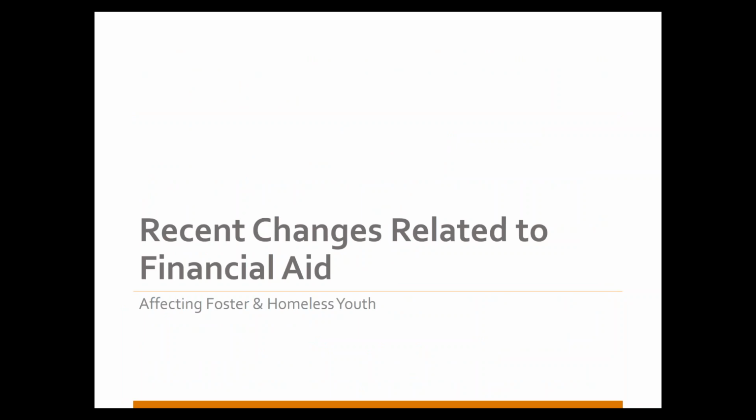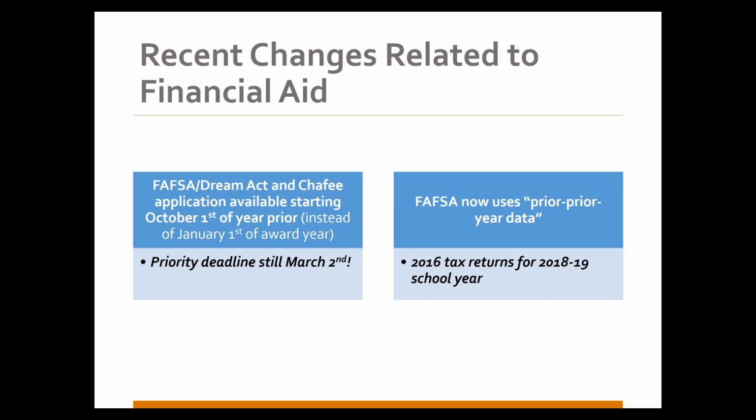Moving forward here, we're going to go over just a few recent changes related to financial aid that are important for all of you to be aware of. So first, some general stuff here, and this is not brand new. This is a year or so old, but the FAFSA and the DREAM Act and the CHAFEE application are now available starting October 1st of the year prior to the award year, as opposed to January 1st of the award year. This change started in 2016. So this means that the FAFSA for 2018-19 became available last October 2017 instead of this month, January 2018. But of course, just to remind everyone, the priority deadline for submitting the FAFSA is still March 2nd.